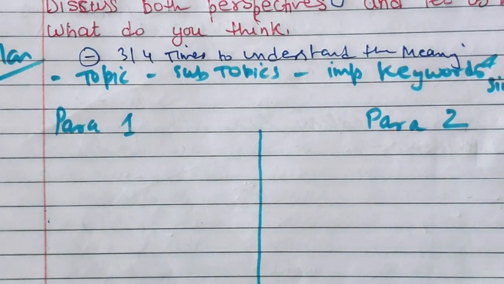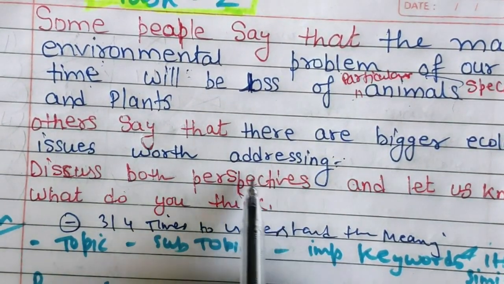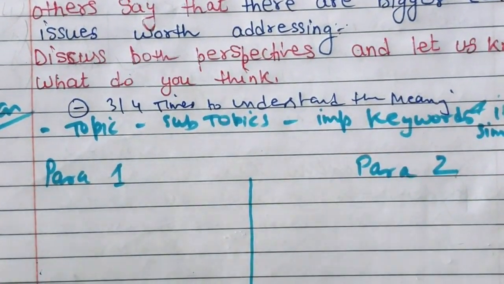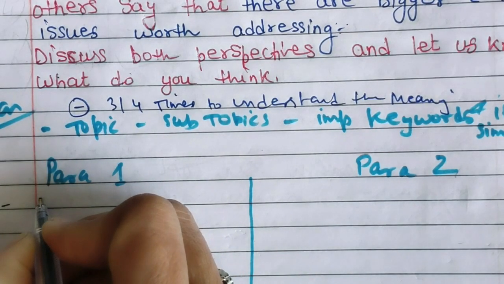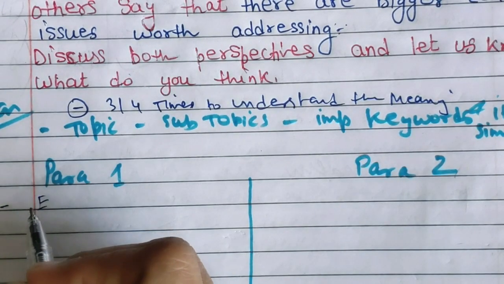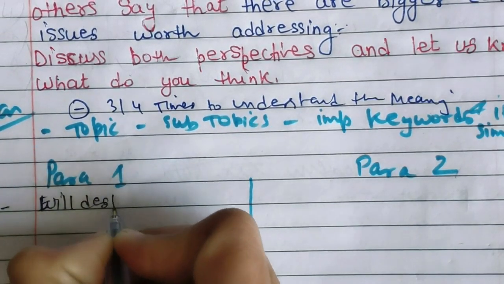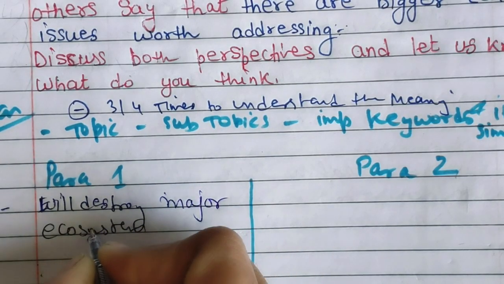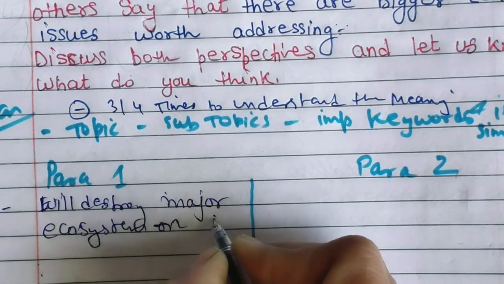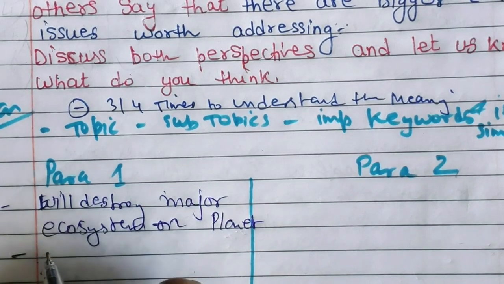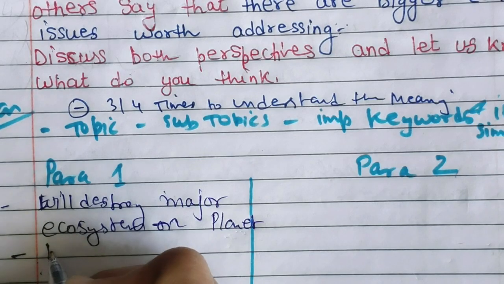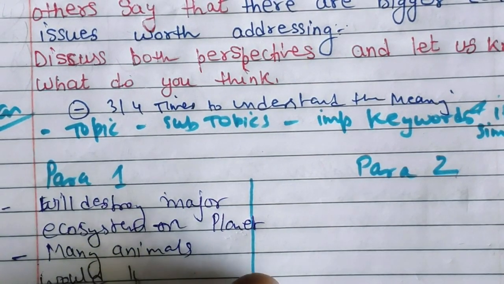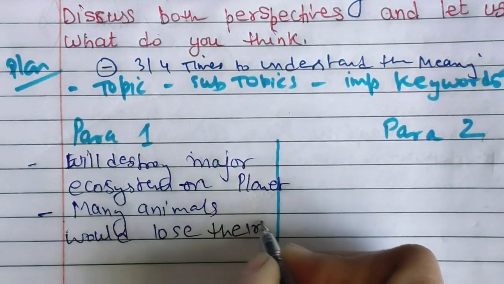So in the first body paragraph I am going to discuss that, according to them, this is the major problem. Of course the major problem would be that it will destroy the major ecosystem on earth, or on the planet we can write, and due to this many animals would lose their habitats.